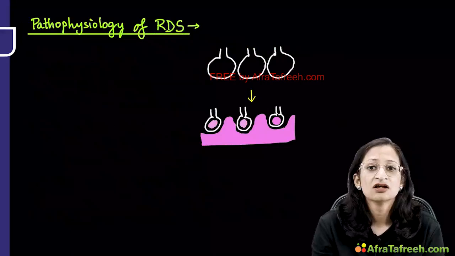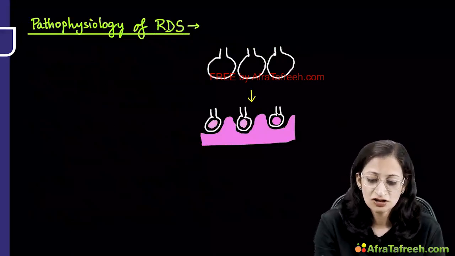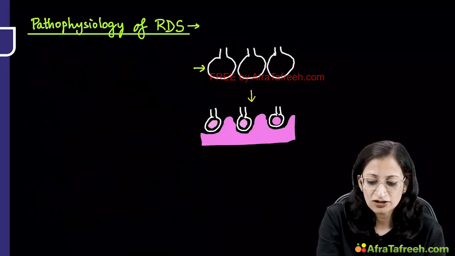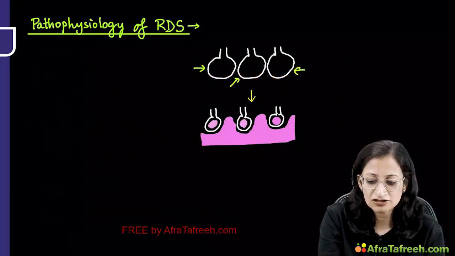and the baby is going to land up in respiratory distress syndrome or hyaline membrane disease, okay. Now what is the pathophysiology of RDS? You can see these are the normal alveoli in the open state with a lot of air inside them, okay.